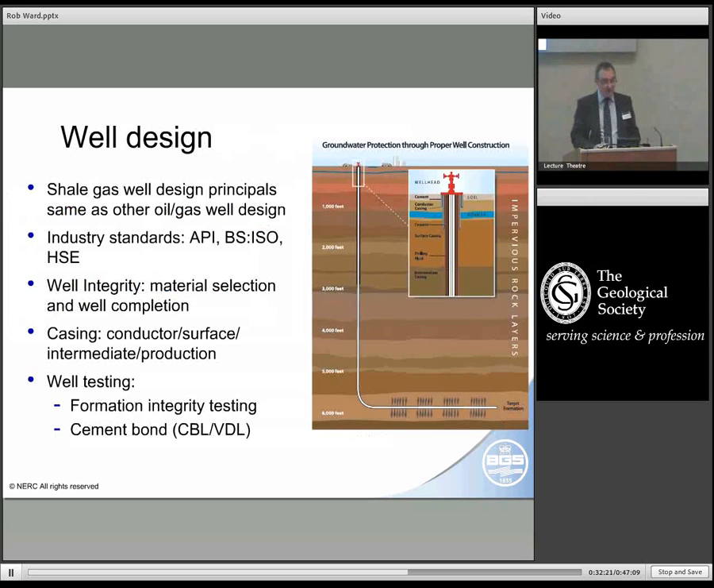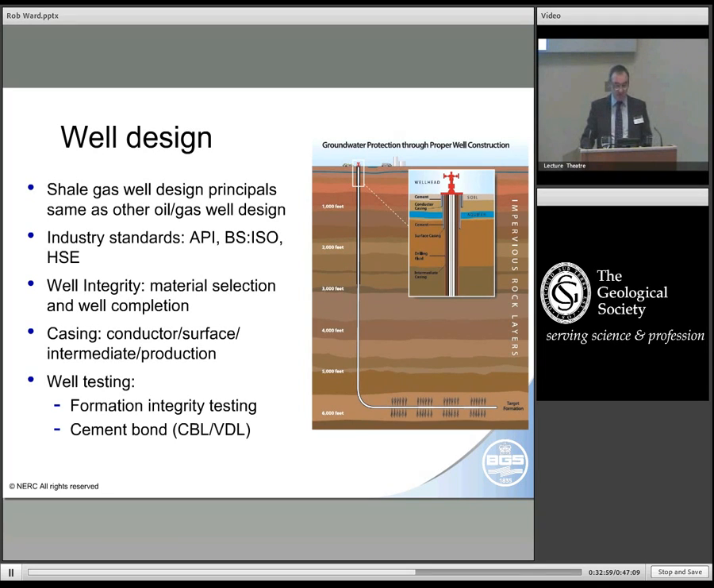Again, well design has been touched on, and wells that have been drilled into the subsurface do present a potential pathway to the subsurface if the wells are not properly constructed. There are industry standards for well design. This is not new. The design standards that will be used or proposed for shale gas are typical oil and gas well design standards. So the American Petroleum Institute has a range of standards that apply. There are British standards under development or currently developed, and also the Health and Safety Executive will be regulating well construction.